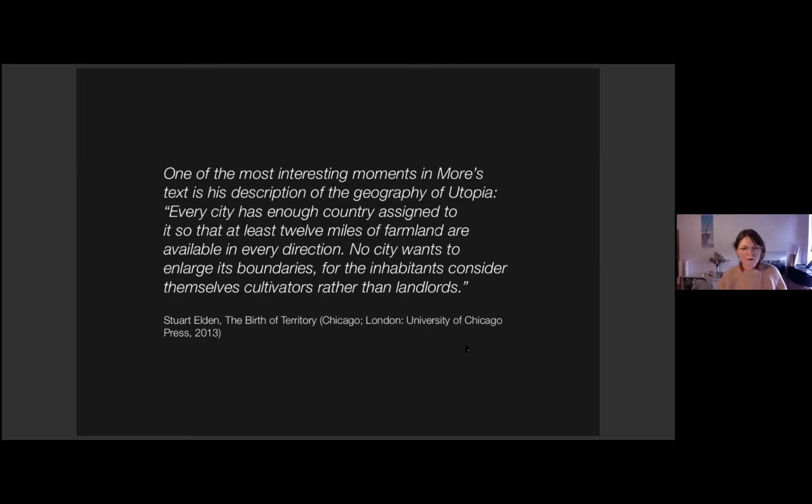I think one of the things that I find really interesting about this territory, and about thinking about territory in relation to urbanity, is its potential to act as a form of restraint. So from this book, Stuart Alden's The Birth of Territory, he picks out this quote from More's Utopia, in which he describes why, from the perspective of cultivators, a city would not want to enlarge its boundary.